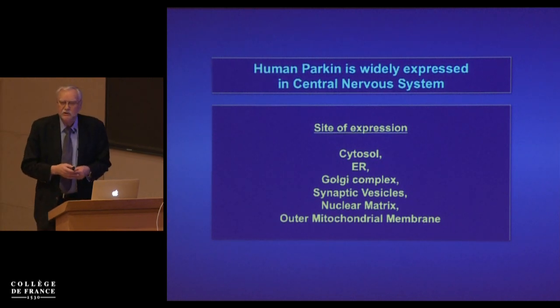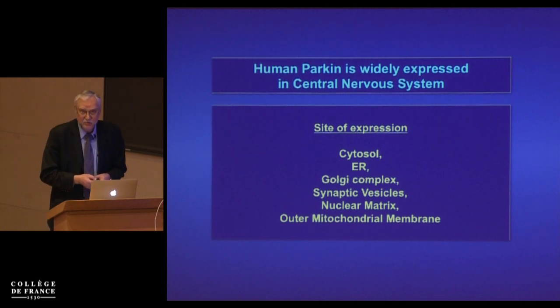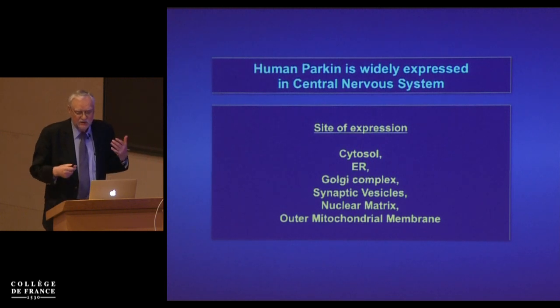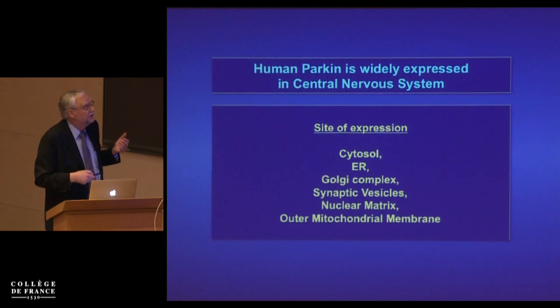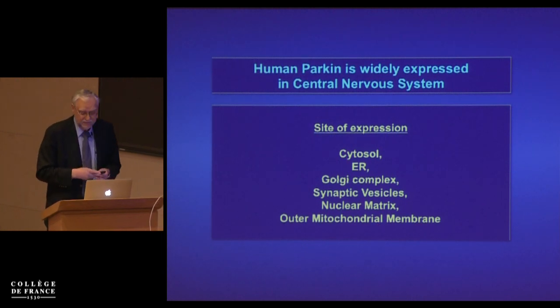We have studied parkin, and parkin is a protein associated with Parkinson's disease. And Schlossmacher's laboratory has expressed parkin together with maltose binding protein, and that's what we have studied. The parkin is expressed in many different sites here. You can see all these sites have parkin.